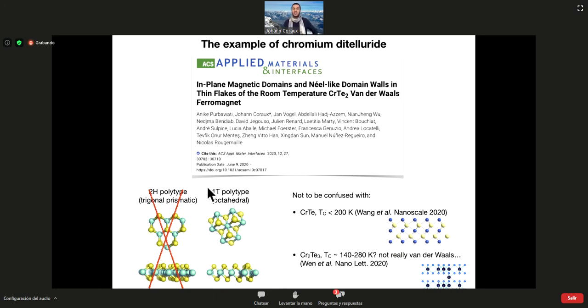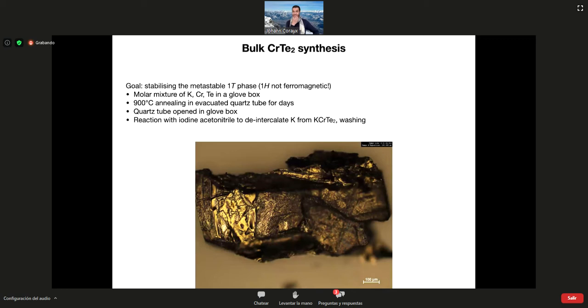So we need to be able to select this one here, to have a process that allows us to produce that. And the way we do that is to use synthesis in the bulk form of this compound. So we put a molar mixture of potassium, chromium, tellurium in the glove box. Then we seal that in a quartz tube, which has been evacuated from any contaminant, and we leave that for several days at a high temperature and cool down slowly.